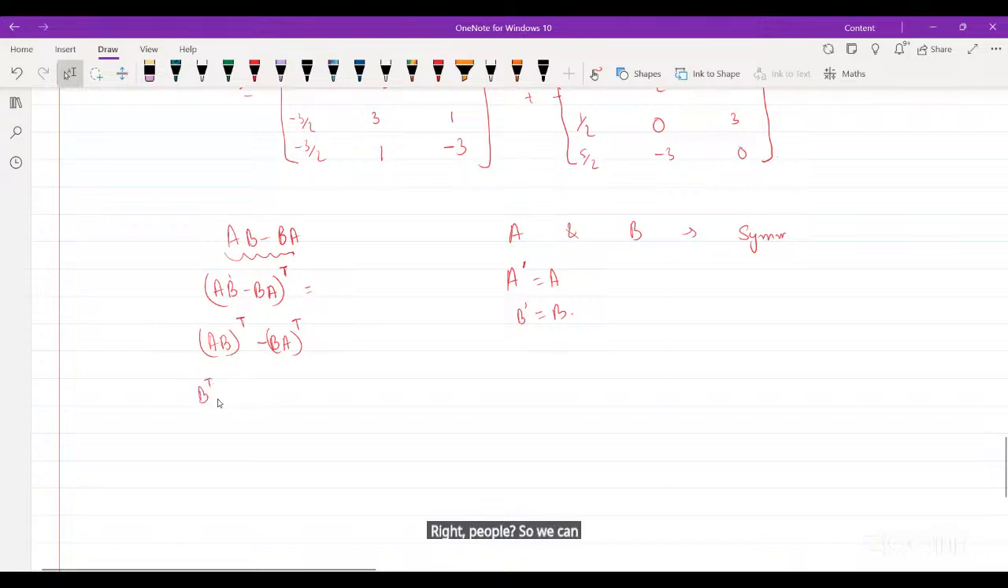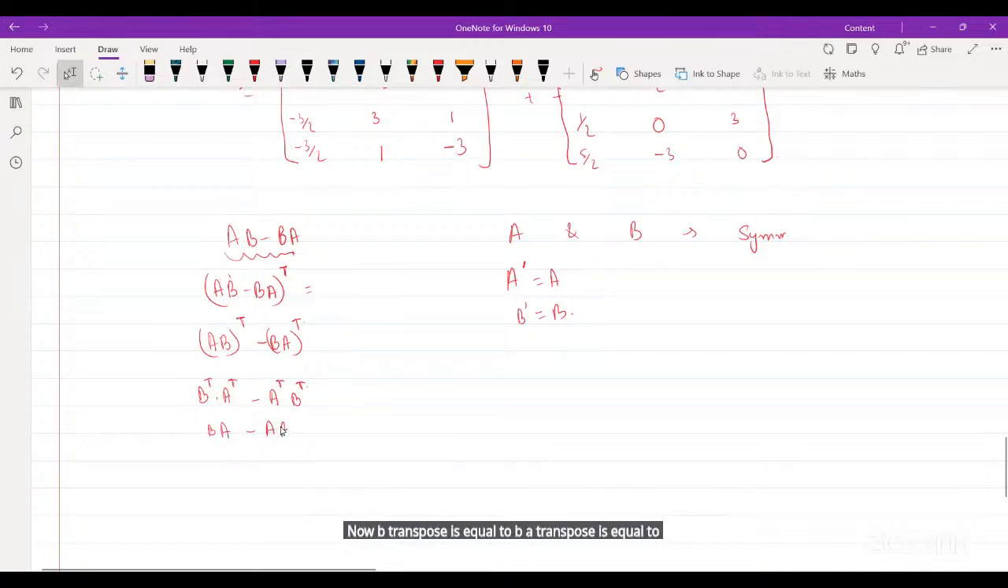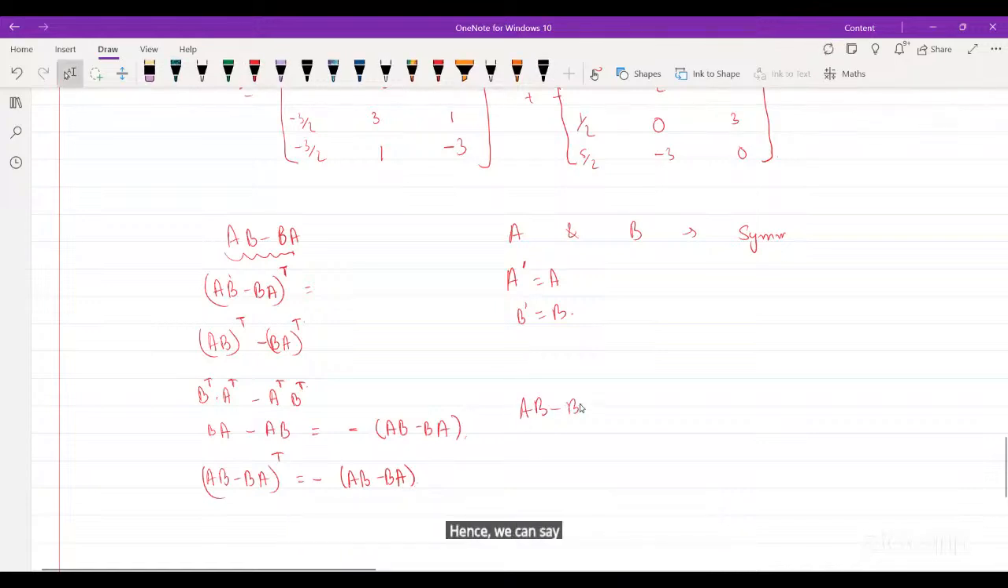So we can write this as B transpose into A transpose minus A transpose into B transpose. Now B transpose is equal to B, A transpose is equal to A, so this gives BA minus AB, which is equal to minus (AB minus BA). This means the transpose of AB minus BA is equal to minus (AB minus BA). Hence, we can say that AB minus BA is skew symmetric. Is this clear, people? Ibrahim, Sachi, Arna, beta, is this clear?